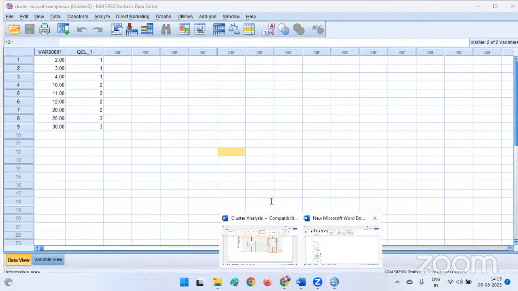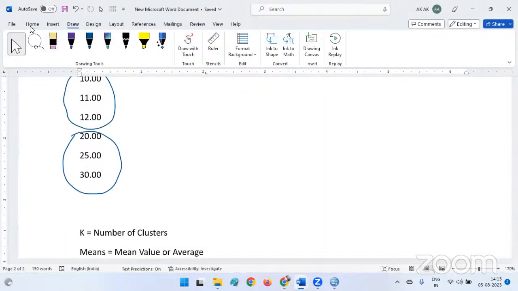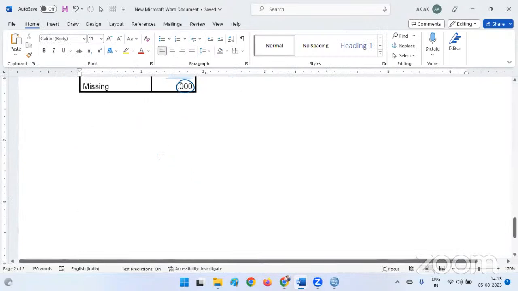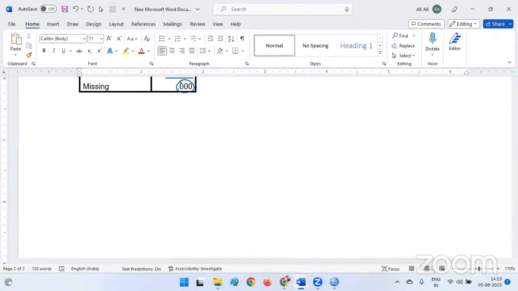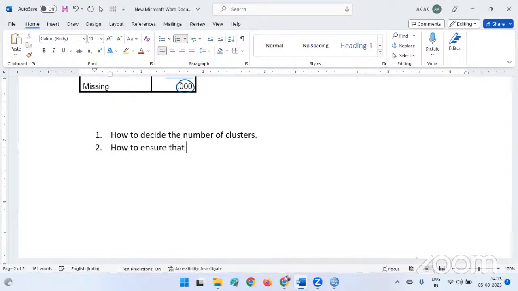Okay. So this is a very small, simple example of doing cluster analysis with SPSS. But there are many questions that are still unanswered. Question number 1 is how to decide the number of clusters. Okay. How to ensure that there is a significant difference between the clusters or among the clusters.